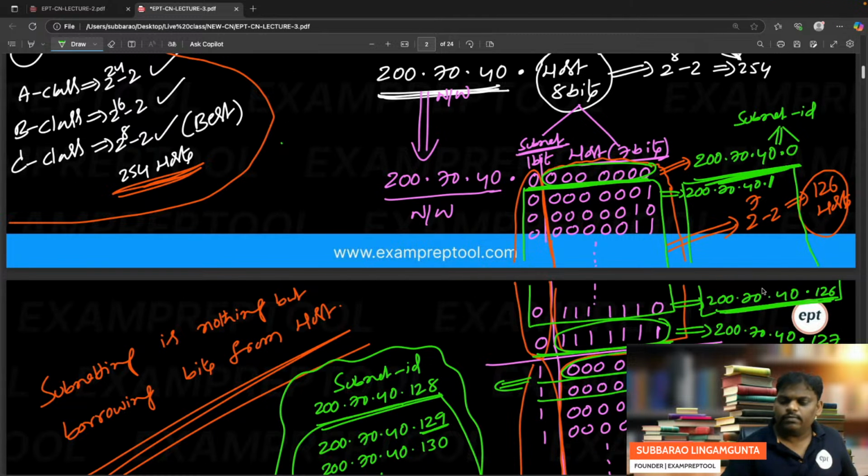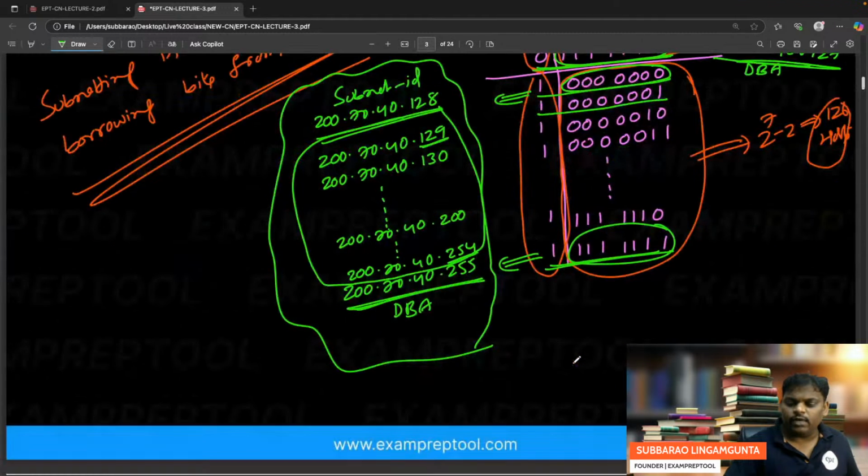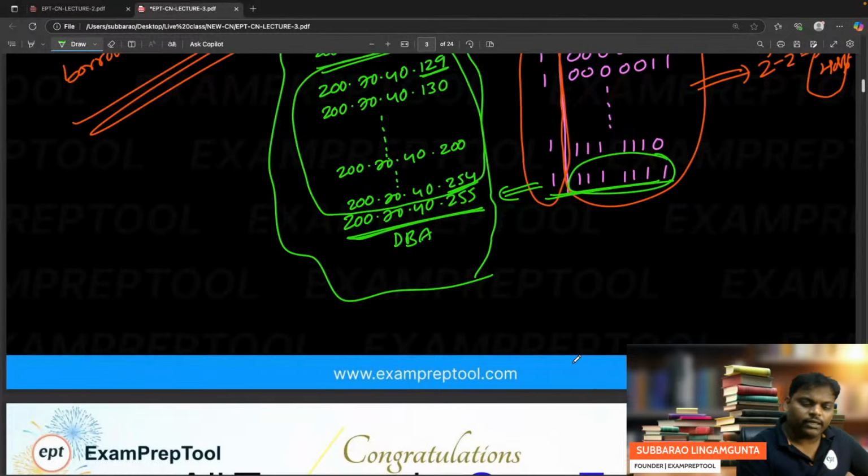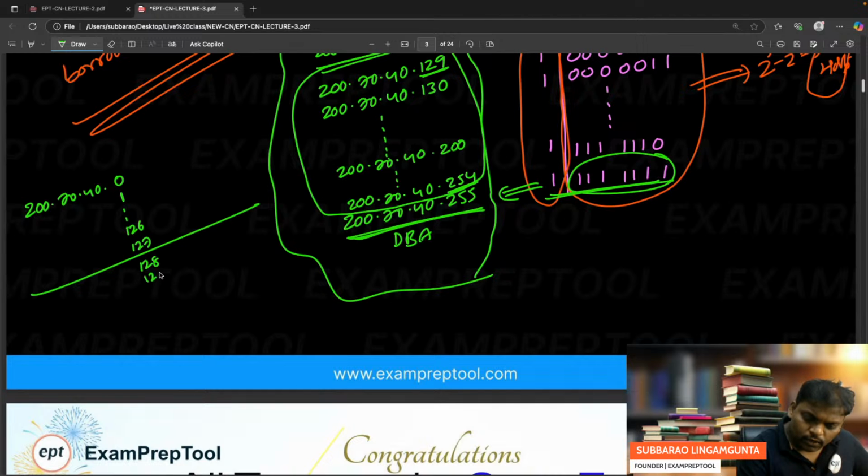So be careful. I am writing now, for those people who are confused. See this one. 270.40. Initially it is 0, 1, and so on, up to 126, 127. Then it is 128, 129, up to 254, 255. Remember, the network part is the same. Don't think much. Network part same.